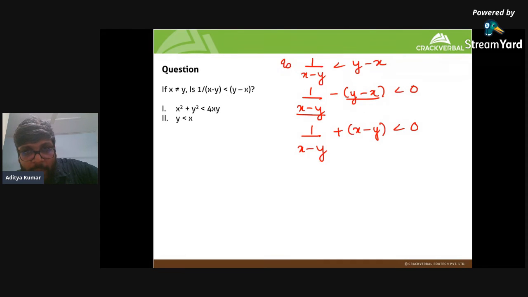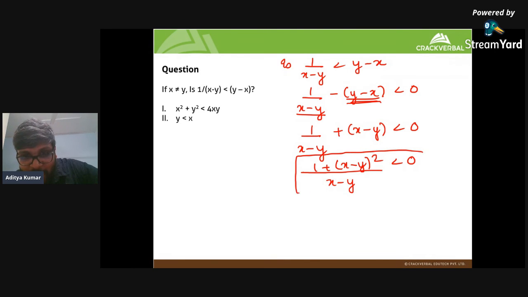I'm taking minus out common from this term. Now I'm going to take the LCM. So (x minus y) and (1 plus x minus y) whole square is less than 0. And this now is my question stem, which I've set up very nicely, conducive to analysis.